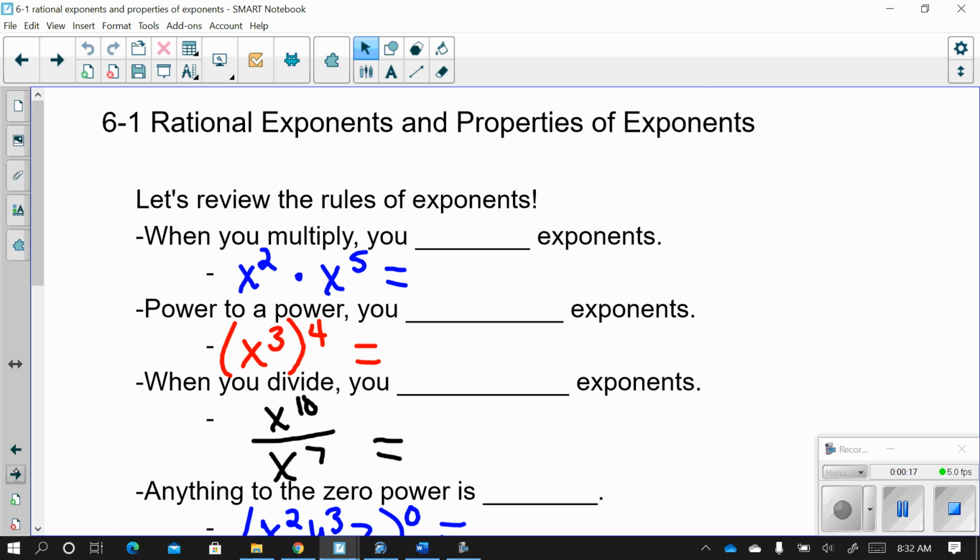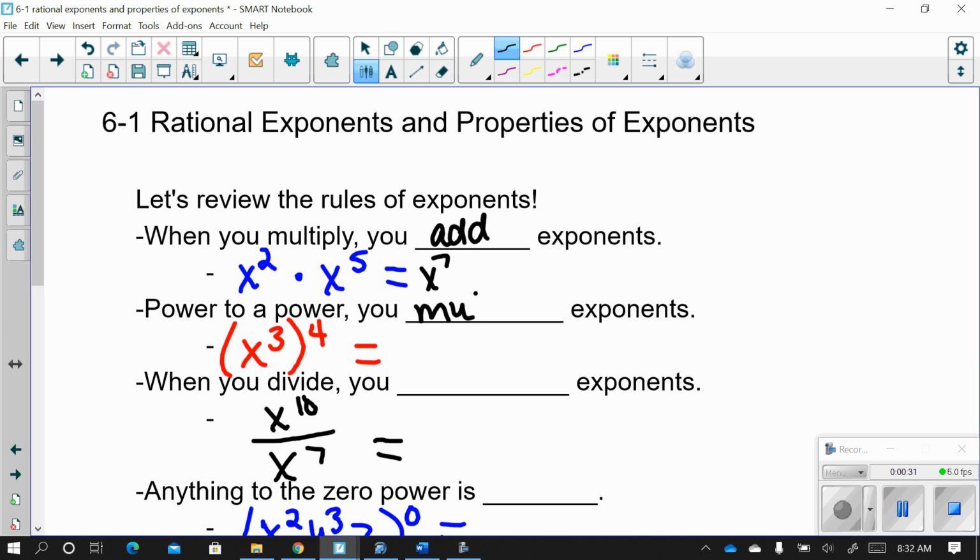All right, we spent some time doing this, but let's just write it all out. So when we multiply, we add exponents. Okay, so x squared times x to the 5th is equal to x to the 7th. Power to power, we multiply. So x cubed to the 4th power is just x to the 12th.